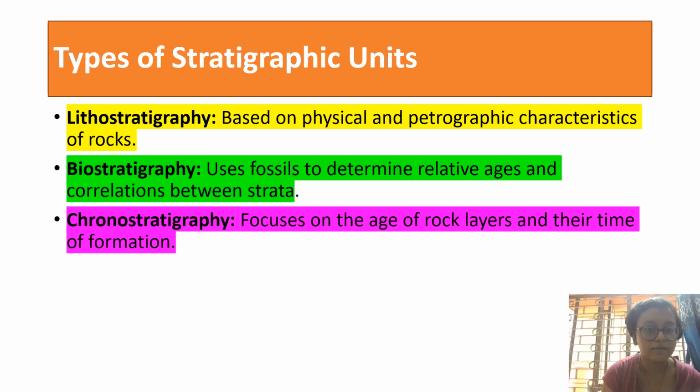Now, there are various types of stratigraphy. Lithostratigraphy: what is it all about? It is the physical and petrographic characteristics of rocks. Next up, we will understand biostratigraphy. Biostratigraphy helps us determine the relative age and its relationship with the strata. Chronostratigraphy focuses on the age of the rocks and their time of formation.